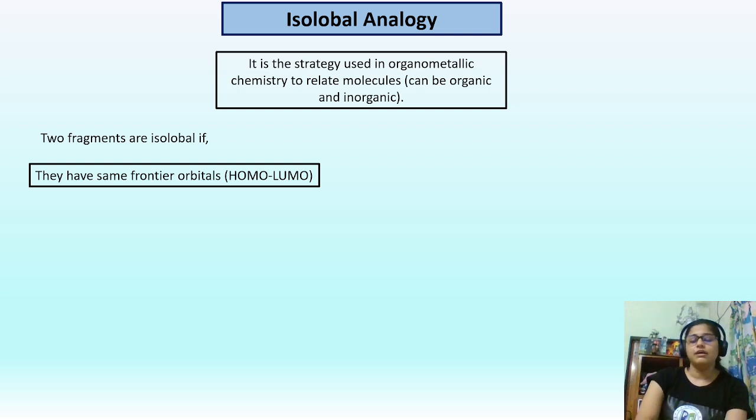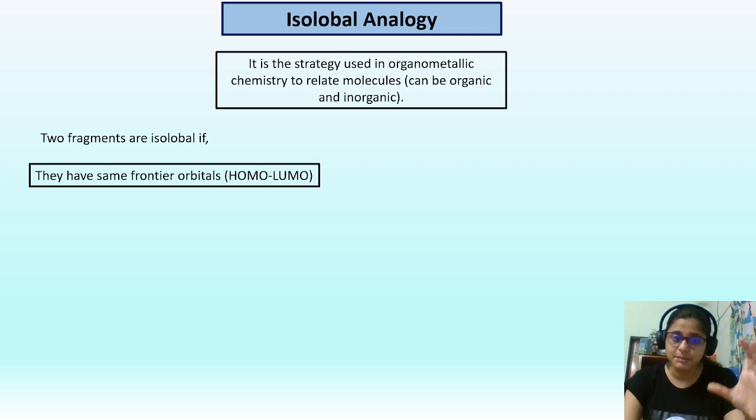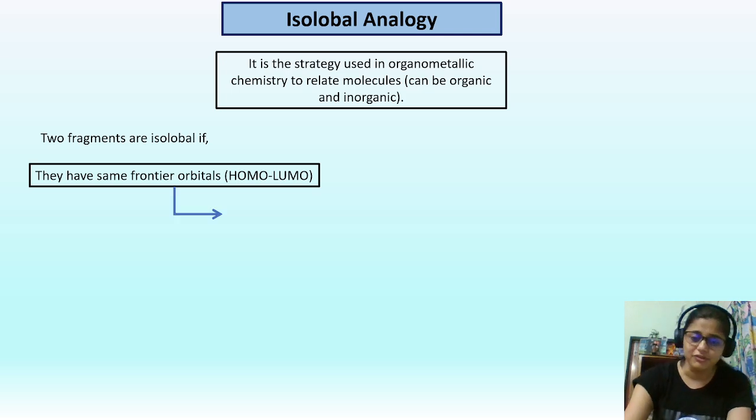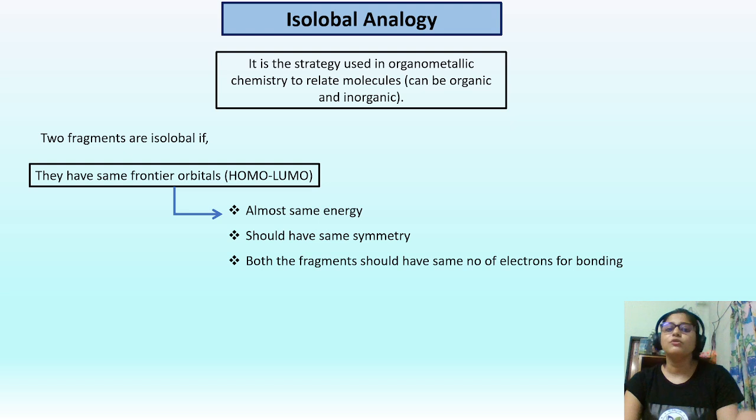So that's why some important points come here: when two fragments have the same frontier orbitals, what will their characteristics be? Some characteristics can be found. Let's see. They have almost the same energy, the two fragments. They should have the same symmetry. Both fragments should have the same number of electrons for bonding. That is the important thing, right?